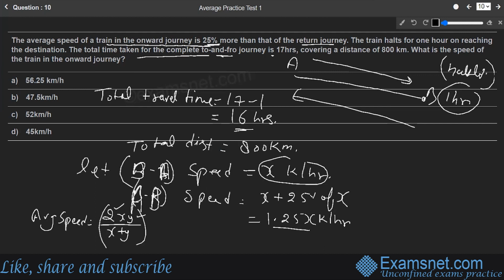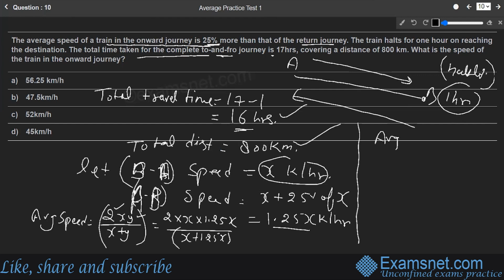So let us put this. Our one journey is x, another journey is 1.25x. So it's going to be 2 into x into 1.25x divided by x plus 1.25x. So this is our actual average speed. Let us calculate the average speed on the other side, where we have total distance as 800 and total time as 16. So average speed from the other side is 800. Speed is always distance over time.